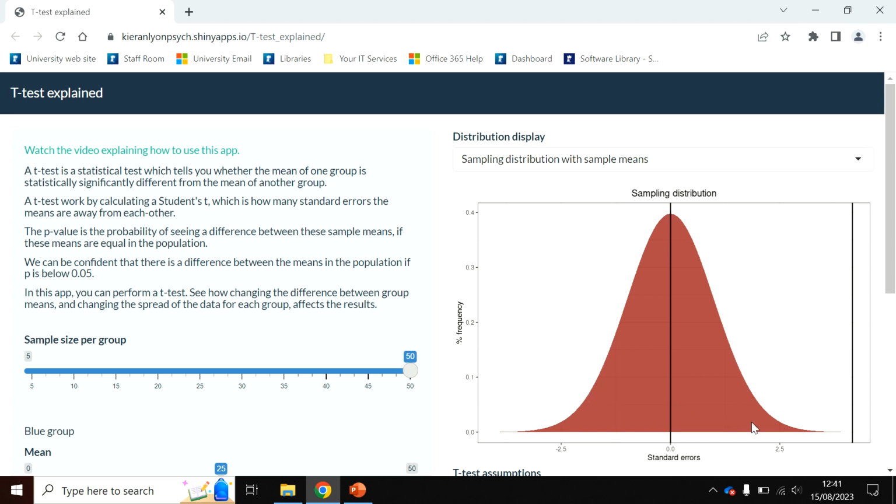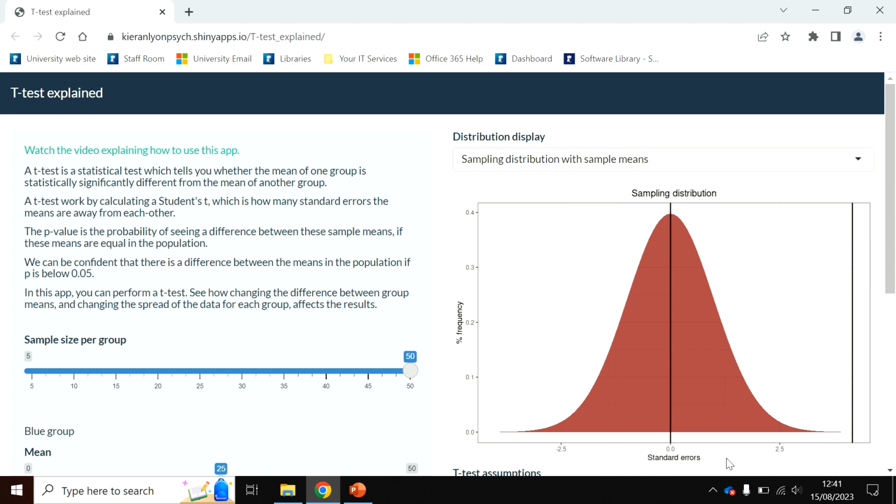What this display does here is it tells you how far the means are in terms of standard errors. So one mean is just shown as the middle, the real mean in the population, and then the other mean, the other black line, is shown over here. So what this does is this tells you how many standard errors the means are away from each other, because the axis is standard error.